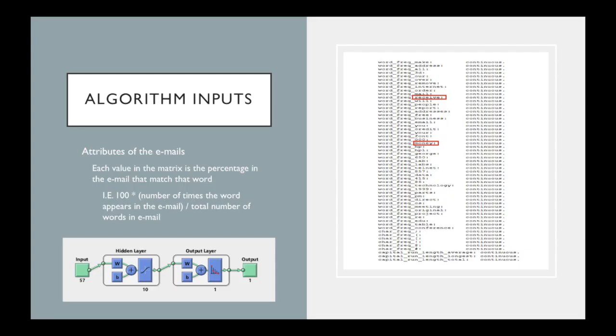We have taken our dataset from UC Irvine. It consists of 4,601 emails, and there are 57 attributes that they have determined are important when determining if an email is spam or not. Each attribute is a value, and these values are a percentage in the email that match the word, meaning the number of times the word appears in the email divided by the total number of words in the email, multiplied by 100. Some of those words that they deemed important were money and receive.